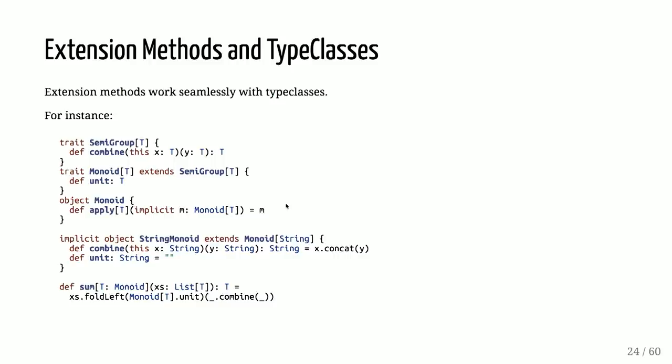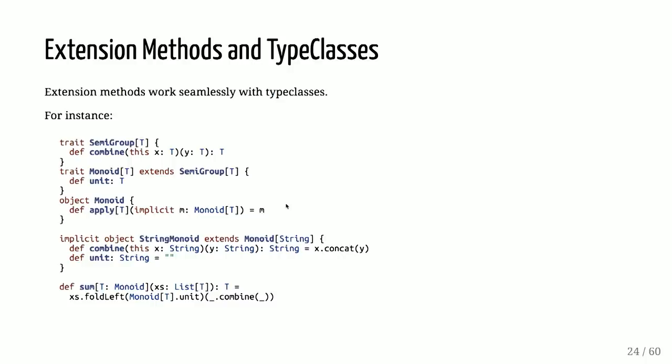And then you want to define an implementation. So let's say strings are monoids, and you can do that by just defining an implicit object StringMonoid, which is a Monoid of String. And you say, well, I need to implement those two operations. So here's combine. It's just concatenation. And here's unit. That's just the empty string, right?